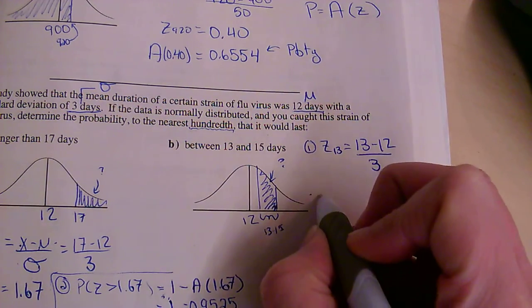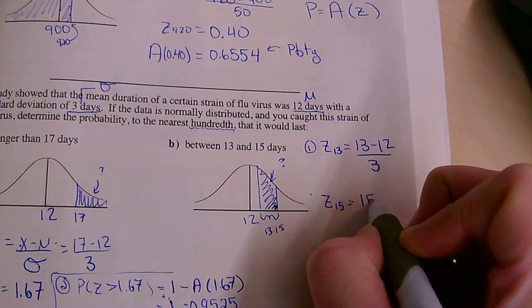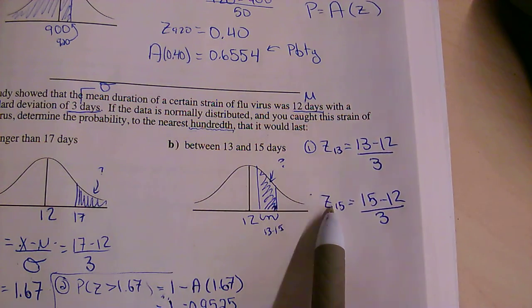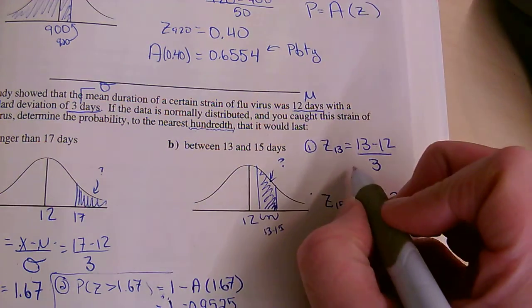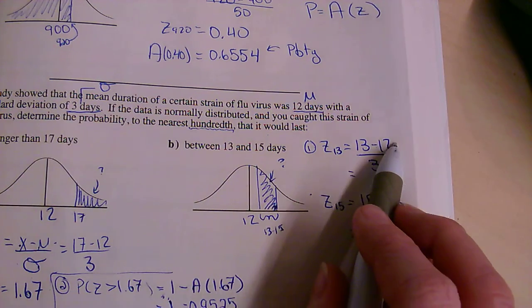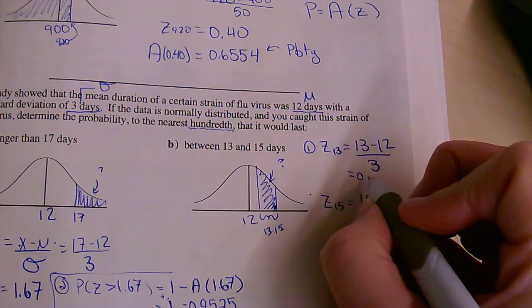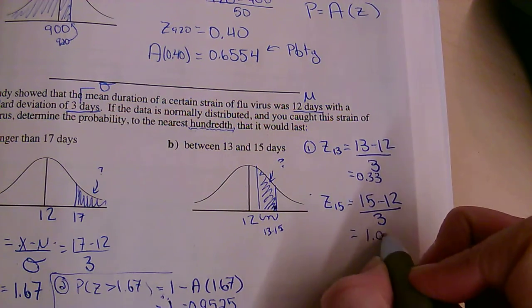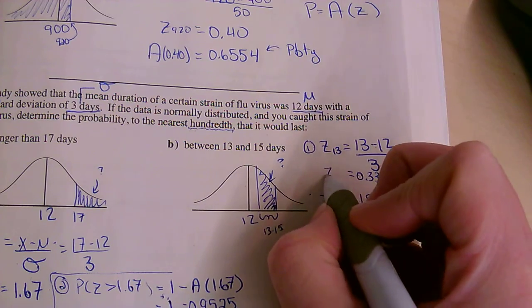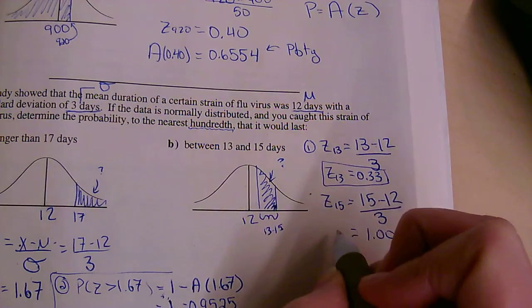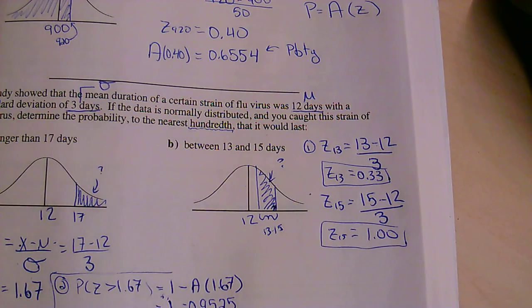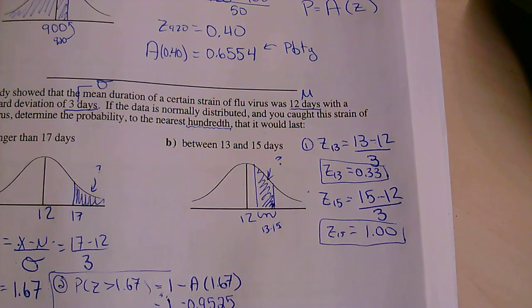And then I still need to do my Z of my 15. I just really want it drilled in that it's the same formula. The only thing that's changing is the new data values. So when you plug this into your calculator, you're going to get 0.33 repeating, and then this is going to be 1.00. So the Z13 is 0.33, Z15 is 1.0. Now we want to figure out the probability of those two.